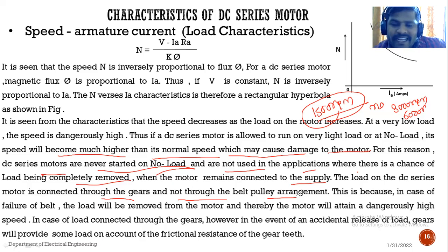ओके, जर एखादा ऍप्लिकेशन आपण कन्सिडर केला, we consider a chaff cutter. In case of a chaff cutter, if a belt is used and a DC series motor is used, due to some reason the belt can break down or may be removed or slipped. बेल्ट घसरून गेला किंवा तो ब्रेक झाला.